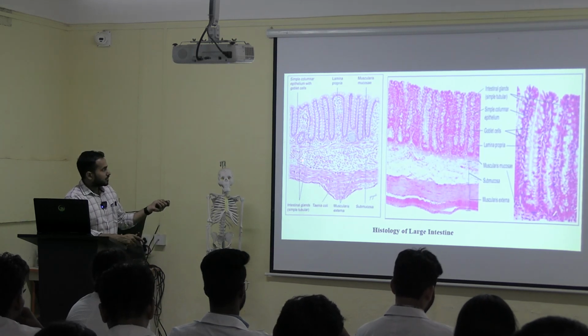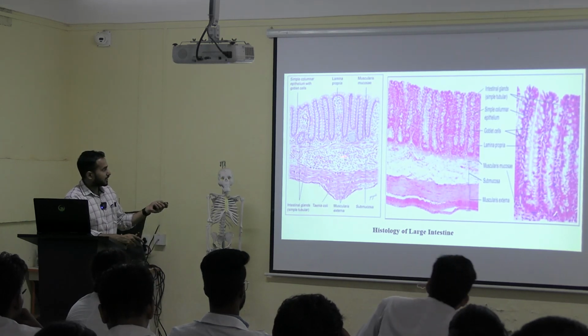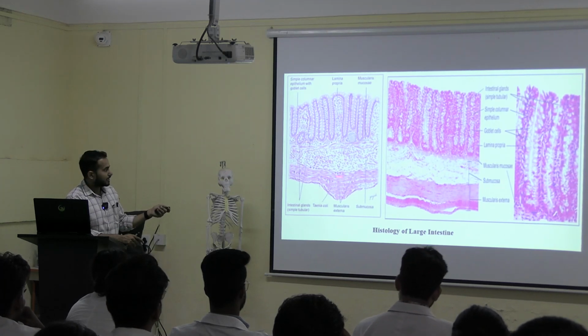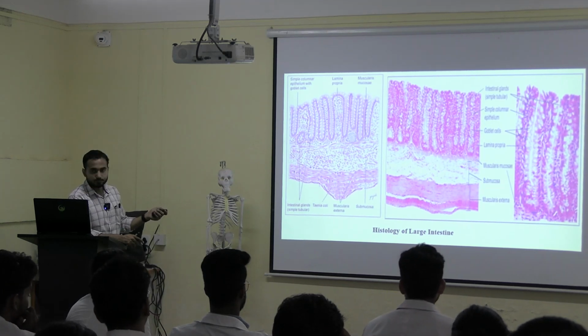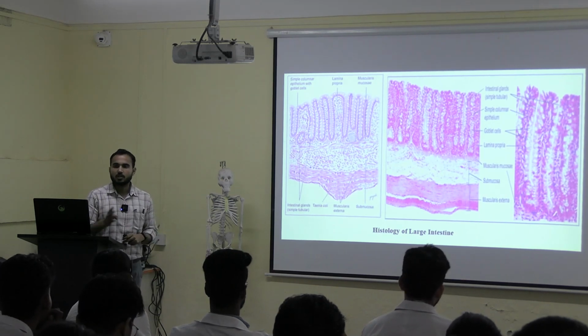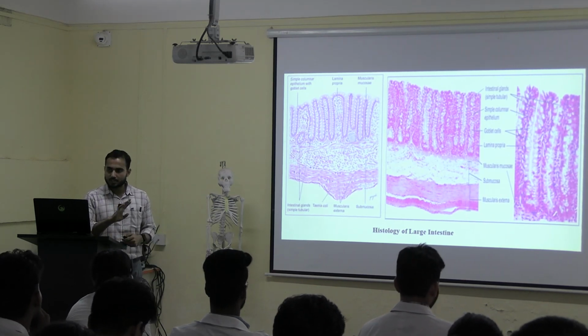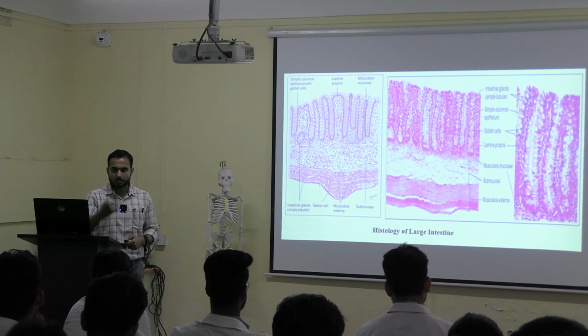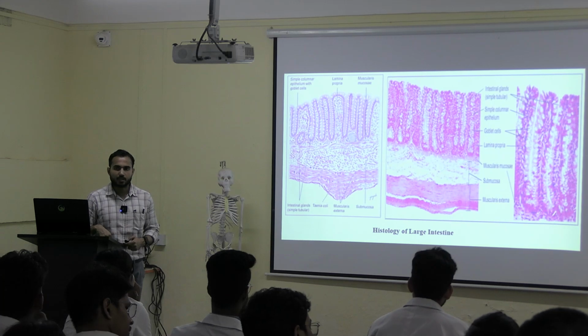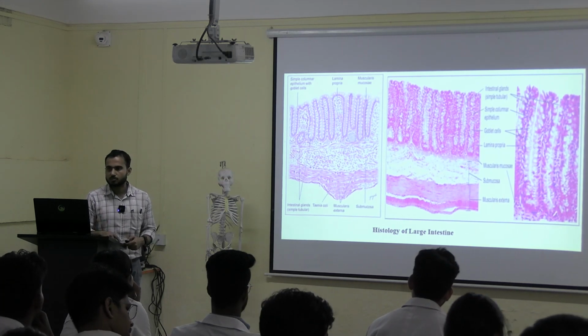Next, this is the submucosa, made up of dense irregular connective tissue. No Brunner's glands, nothing is present over here. Then this particular layer, muscularis externa, has two layers. The outer layer is modified to form tinea coli. Tinea coli generally is not seen microscopically, because you can see it directly on the wall of the large intestine. So that cannot be seen microscopically, but you have to mention it.